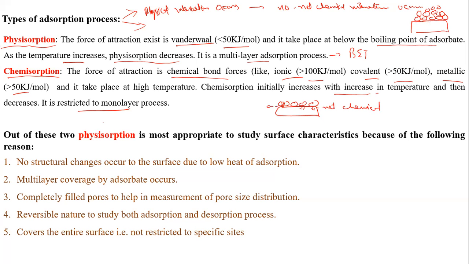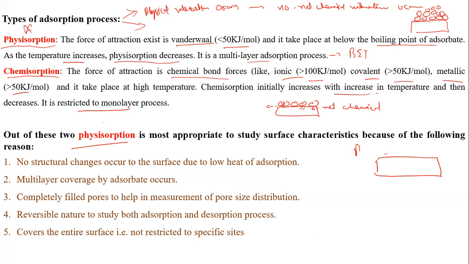That's why physisorption is a multi-layer process and chemisorption is only a single layer process. Now, out of these two, the physisorption process, in which there is no net chemical interaction, is the most appropriate adsorption process to study the surface characteristics of any solid.